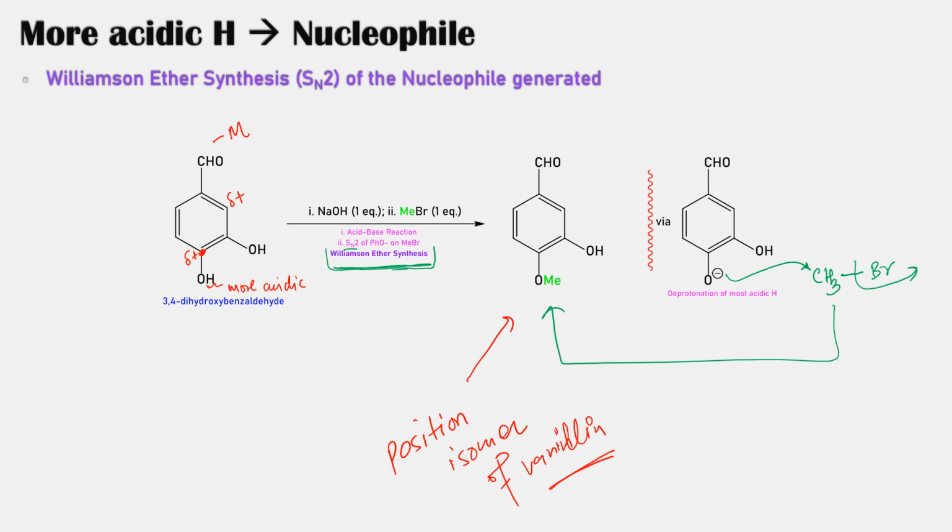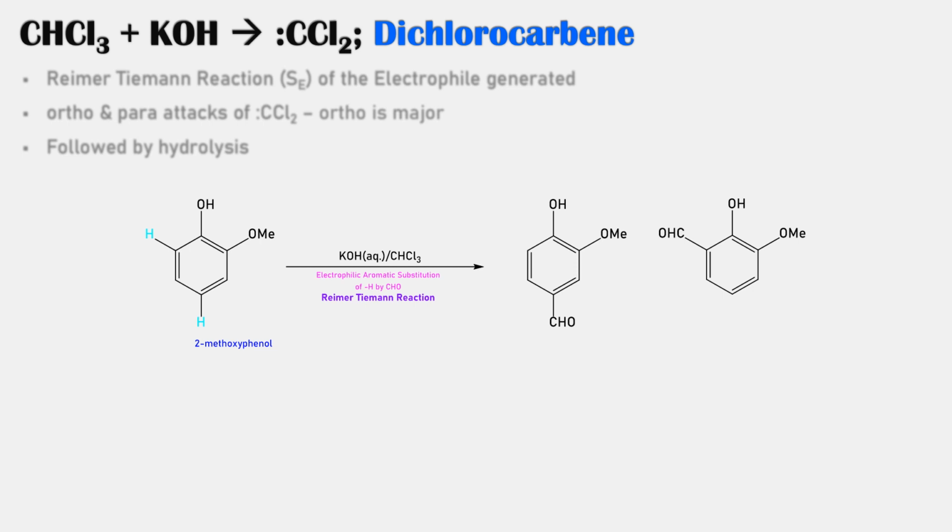Okay, going to the second option. This option was about the reaction with CHCl3, that's chloroform, and KOH. We know that when we are reacting these two compounds, we are getting dichlorocarbene generated, and dichlorocarbene is going to be electrophilic in nature. So because this is electrophilic in nature, we expect that this will be doing electrophilic aromatic substitution. We call this Reimer-Tiemann, which is basically an SE reaction, substitution electrophilic, because the electrophile being generated is going to substitute the hydrogen.